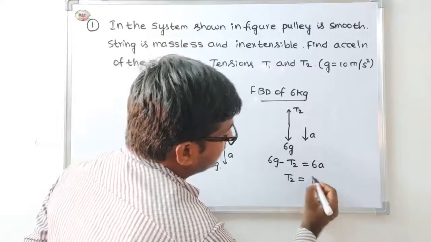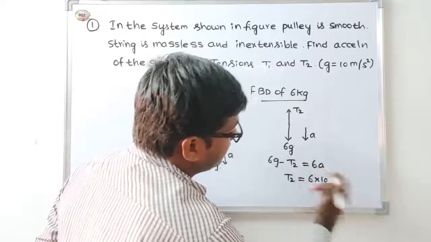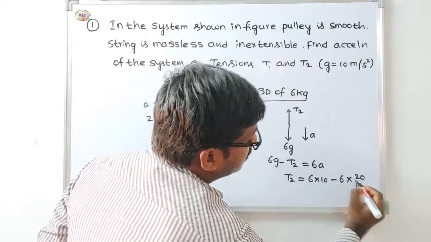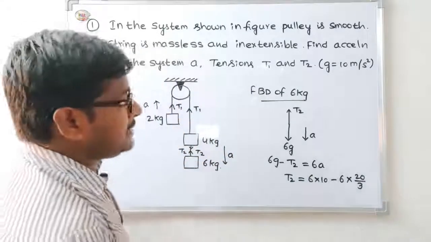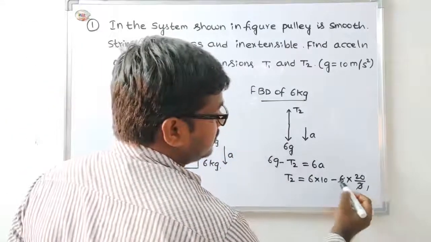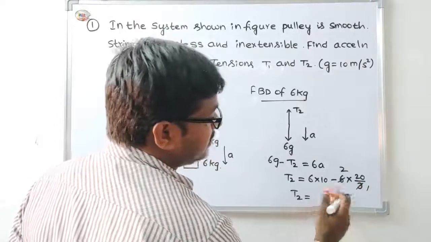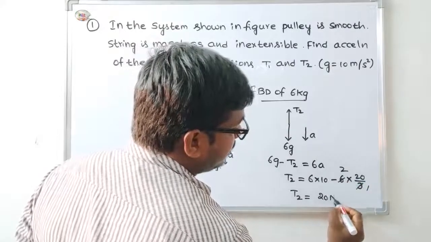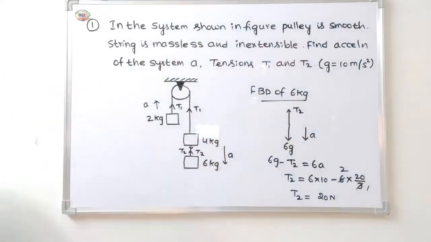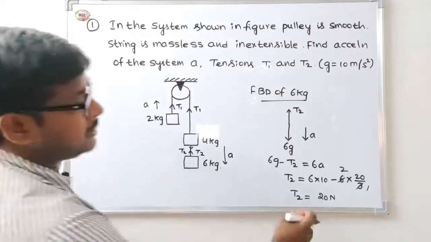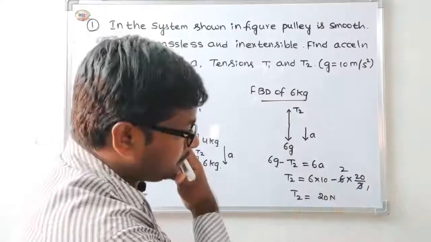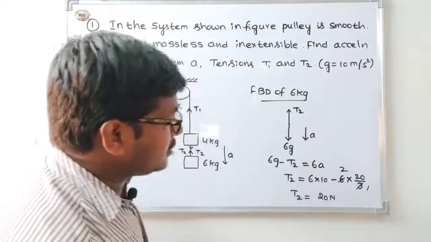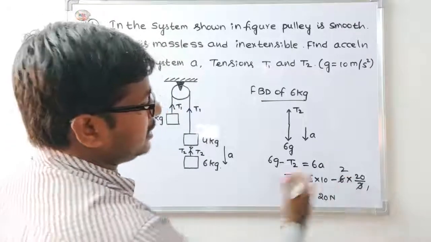T2 is equal to 6 into 10 minus 6 into 20 by 3. A is equal to 20 by 3, and 3 ones are 3, 3 twos are 6. Then T2 is equal to 60 minus 40, that is 20 Newton. T2 is equal to 20 Newton.